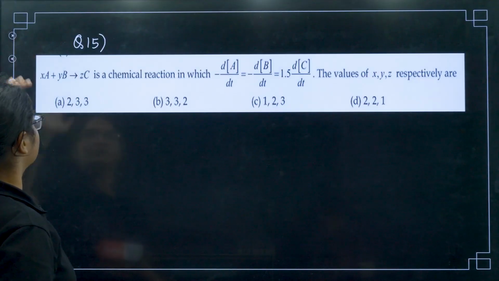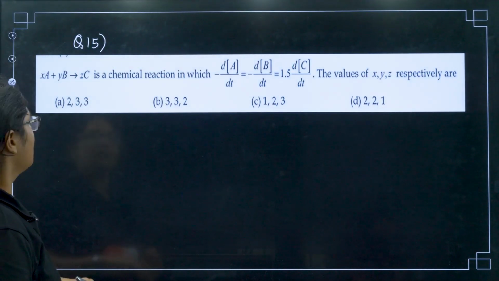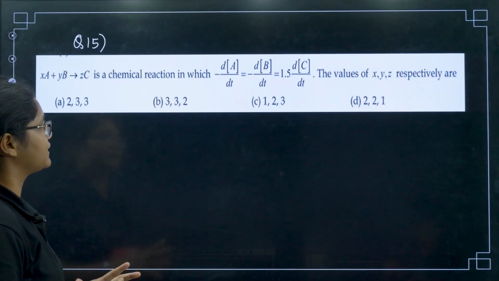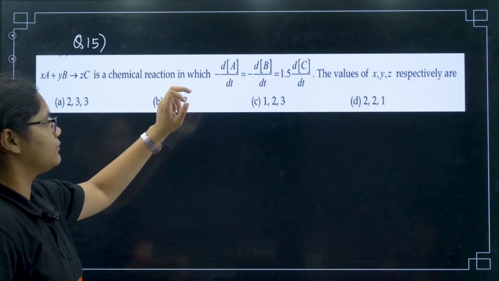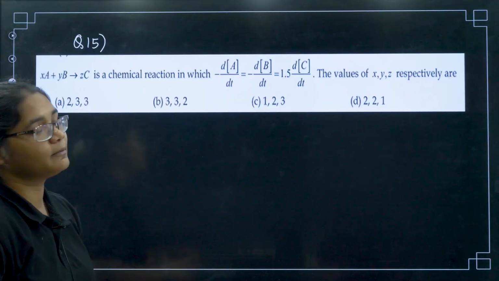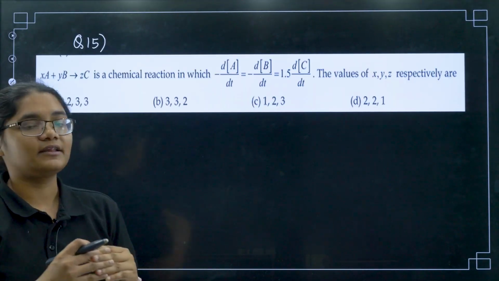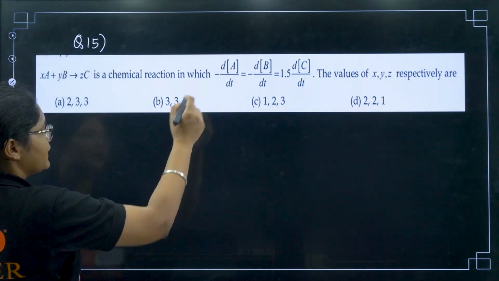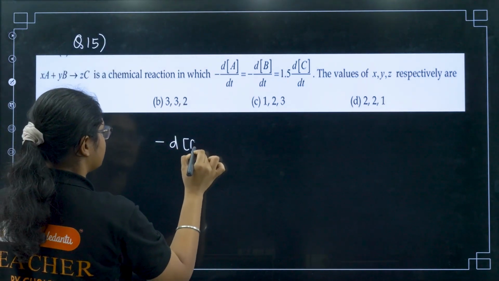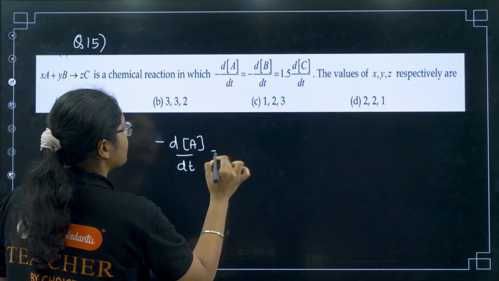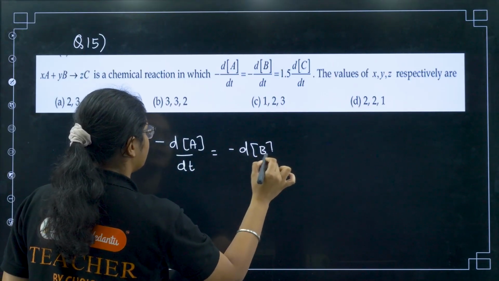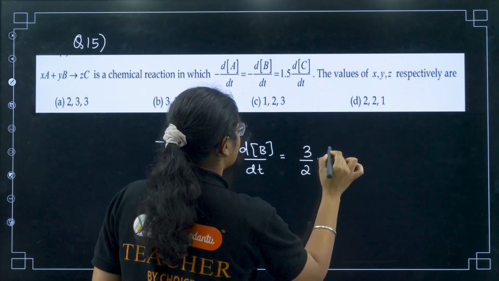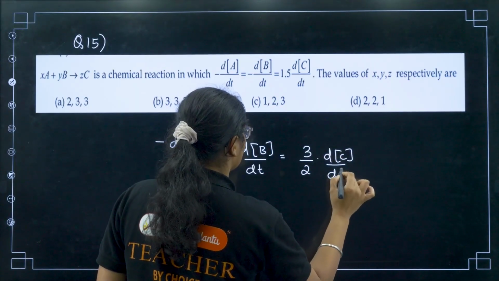Clear? Next question. We have been given xA plus yB gives zC, a chemical reaction in which minus dA by dt equals minus dB by dt equals 1.5 dC by dt. You have to find the values of x, y and z respectively. So now if you see, I can write this as minus dA by dt equals minus dB by dt is equal to 1.5, which can be written as 3 by 2 into dC by dt.